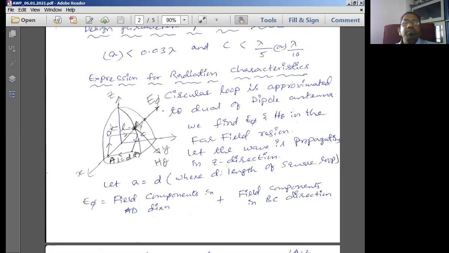Just to simplify our derivation, we simply consider this to be two dipole antennas which are interconnected. Therefore the circular loop is approximated to the dual of the dipole antenna. So the circular loop antenna is considered to be two interconnected dipole antennas for simplification purposes.